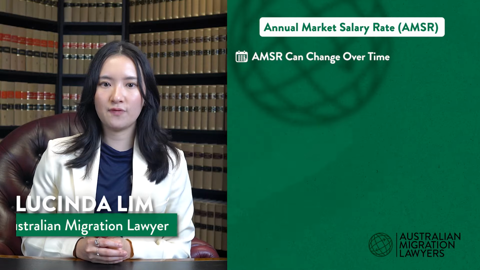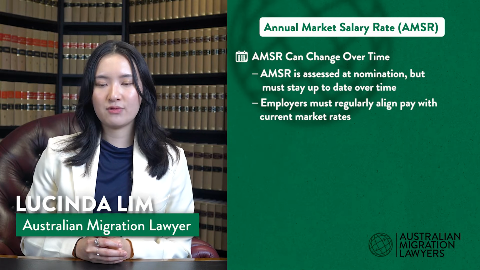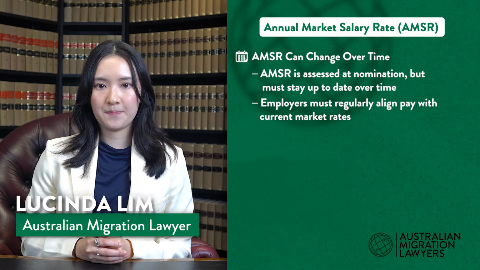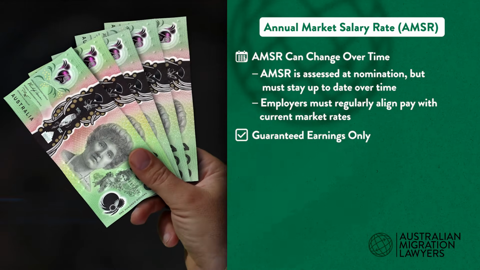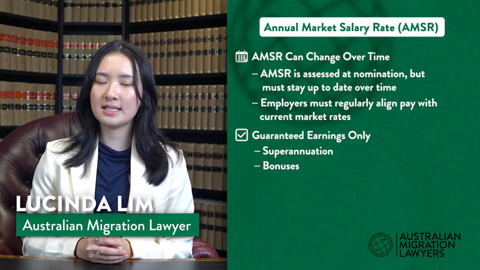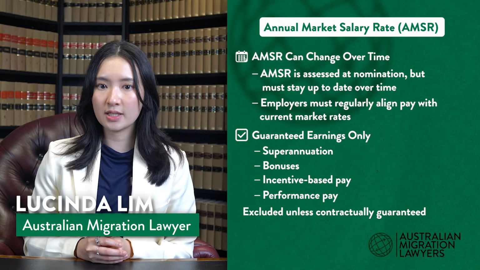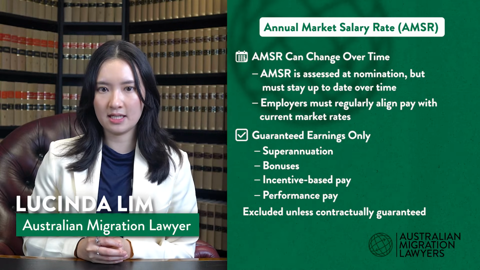Although AMSR is assessed at the time of nomination, it can change over the course of the visa. Employers are expected to ensure that the pay and conditions remain aligned with current market standards. Only guaranteed earnings count towards the AMSR. This means payments like superannuation, bonuses, incentive-based pay, and performance-related amounts are excluded unless they are contractually guaranteed.